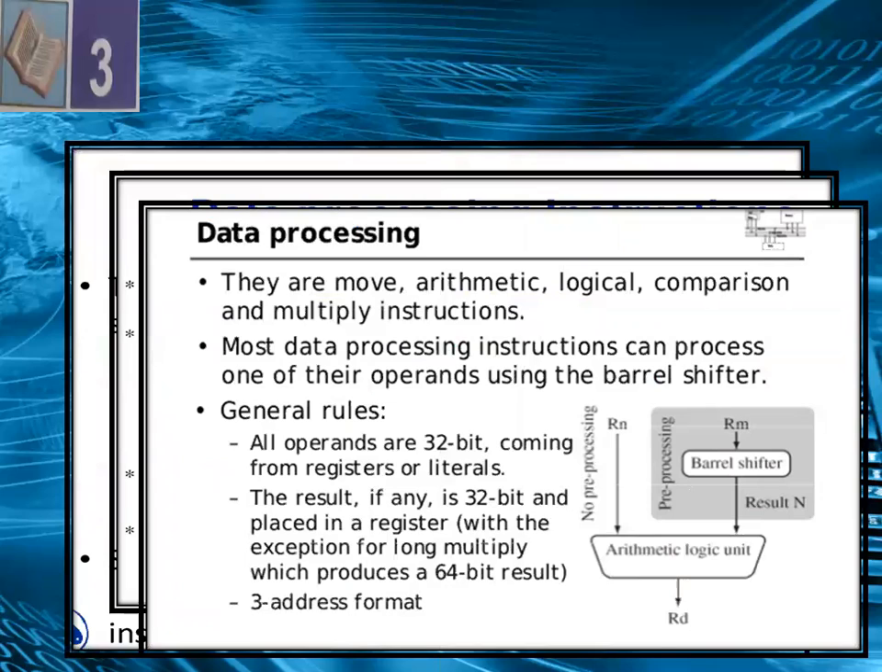Data processing means move, arithmetic, logic, comparison and multiply instructions. Most data processing instructions can process one of their operands using the barrel shifter. General rules: all operands are 32 bits, coming from registers or literals. The result, if any, is 32-bit and placed in a register, with the exception of long multiply, which produces a 64-bit result. Three address: it can follow three address registers.